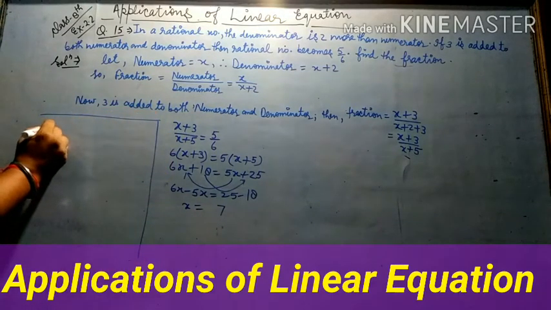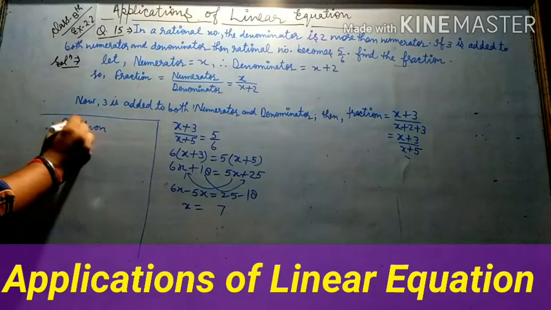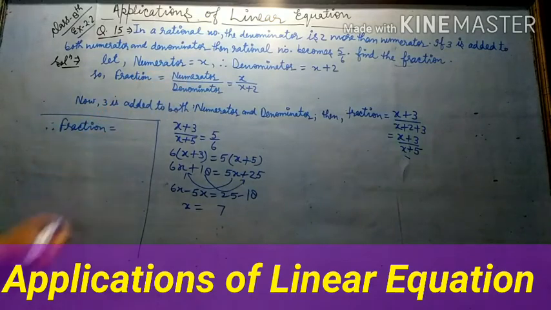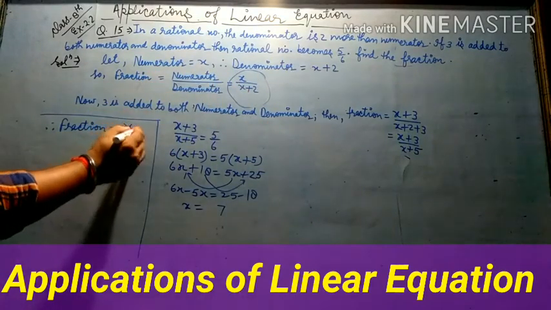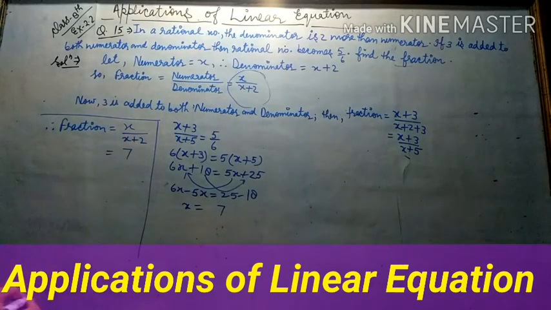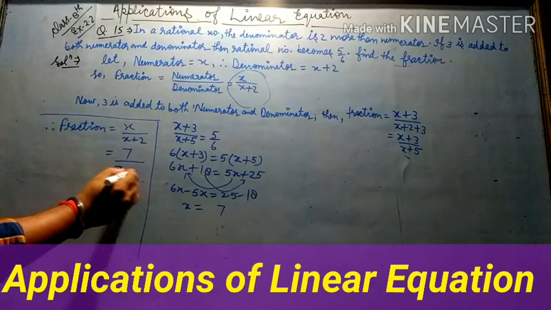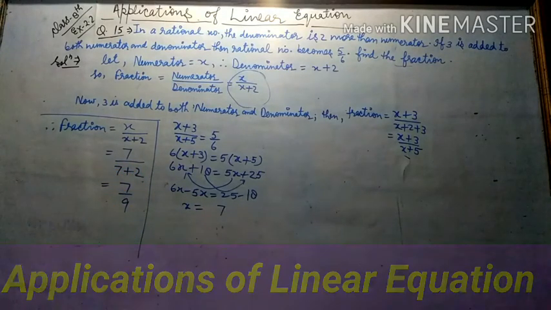Hence, the fraction is x upon x plus 2. The value of x is 7, so 7 upon 7 plus 2. That is 7 upon 9. This is our answer.